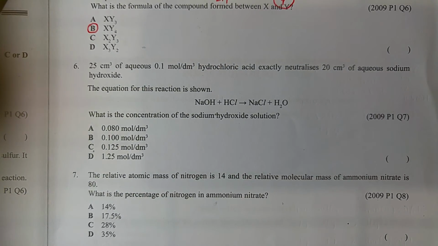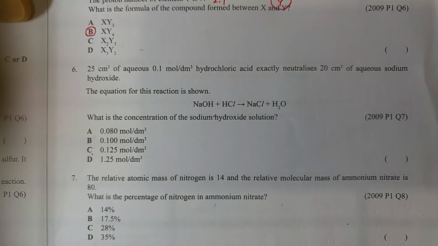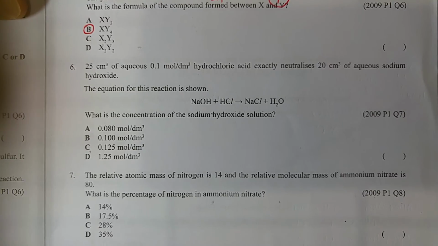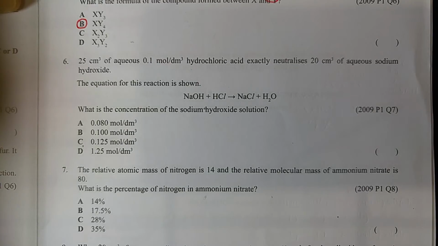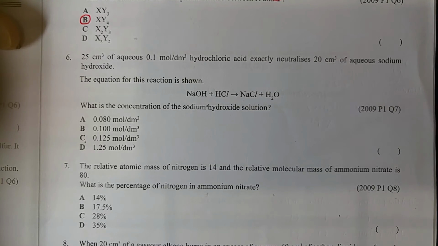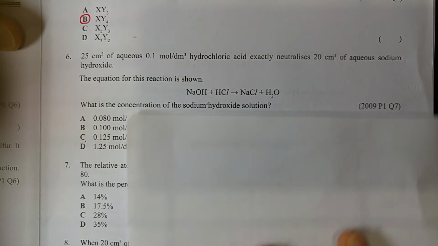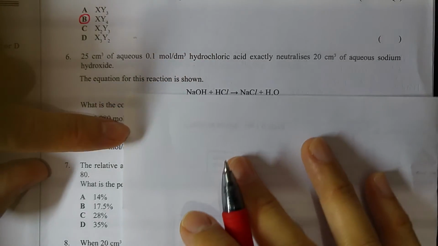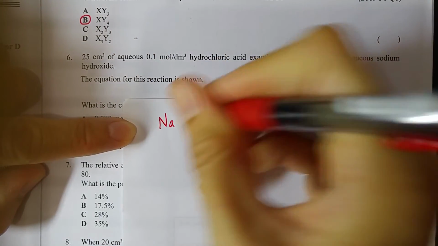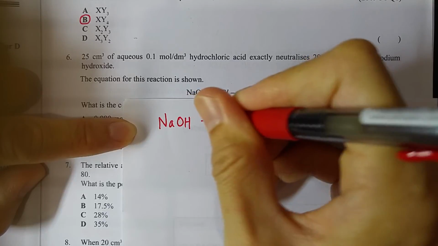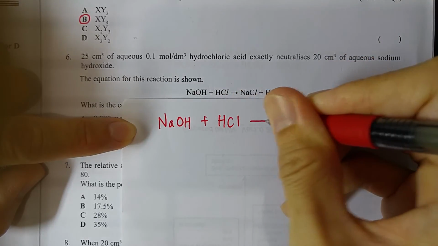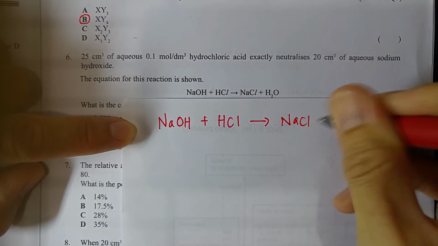Alright, for number 6, 25 cm cube of aqueous 0.1 mole per dm cube hydrochloric acid exactly neutralizes 20 cm cube aqueous sodium hydroxide. The equation for the reaction is given. Now the question: what is the concentration of the sodium hydroxide solution? Now this question, it's not easy. So what I'll do is, I need a bigger piece of paper to do this, and then I have to rewrite the chemical equation.